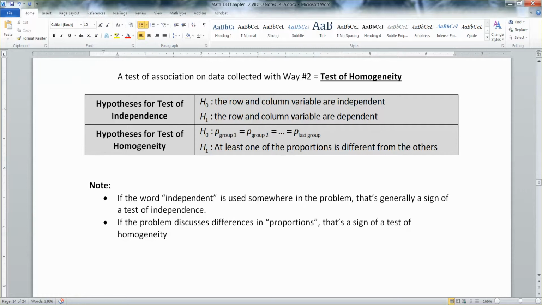So most often when you see the words independent and dependent thrown around, it's going to be a test of independence. If the problem discusses differences in proportions, what percentage do this, what percentage do that, that's usually a sign of a test of homogeneity. Now, I'm being a little fudgy here, and that's because the tests themselves are actually the same test. There's no difference in how the tests are run, except for the null and alternative hypotheses. That's it. Other than that, they are identical tests.